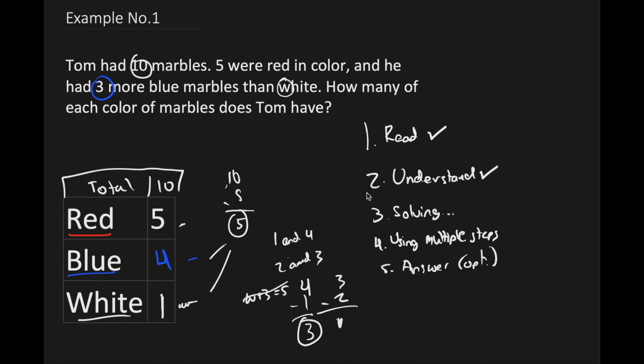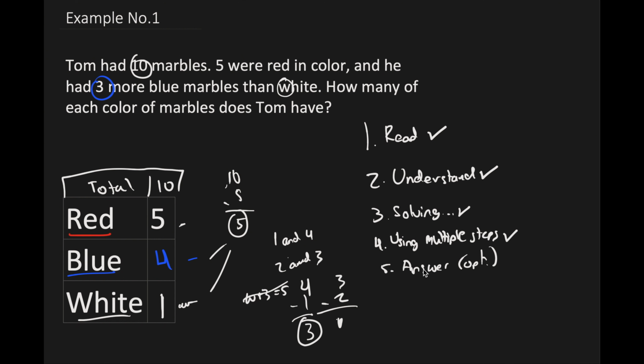So now we can check these 2 steps off. Solved? Yes, we solved it. Did we use multiple steps? Yes, we did. We did 10 minus 5, then we wrote down the combinations, then we subtracted both to find out which was the answer. So yes, we used multiple steps.